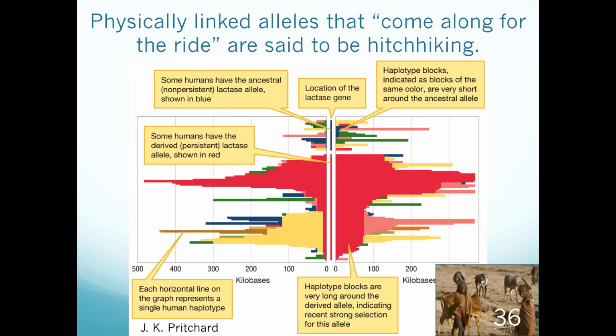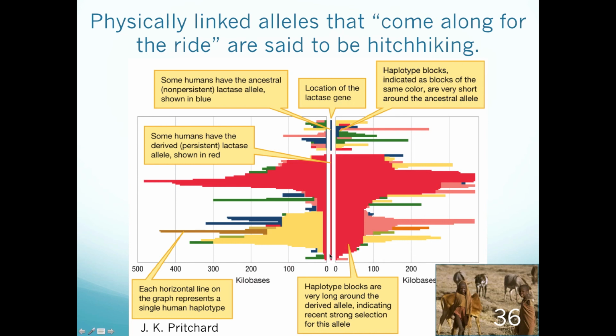And we can see evidence of hitchhiking in the lactase allele. So we've talked about this before, how lactase is an allele that, in the wild-type human, is only expressed in infants and not expressed in adults. However, lactase is expressed in adults of cultures that have domesticated cows and produce milk, because it is advantageous for adults in those populations to be able to drink the milk.